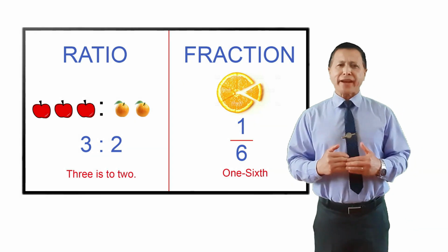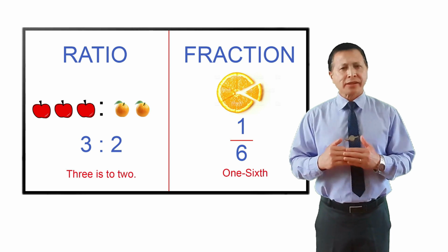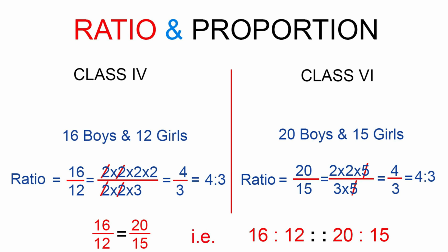To have a better understanding of proportion, let's take an example. There are 16 boys and 12 girls in class 4. If you find the ratio of 16 boys and 12 girls, 16 is in the numerator and 12 in the denominator. Numerator 16 is factorized into 4 2's, and denominator 12 is factorized into 2 into 2 into 3, where you have 2 2's in the numerator and 2 2's in the denominator that are cancelled. By calculation, 4 upon 3, which is 4:3.